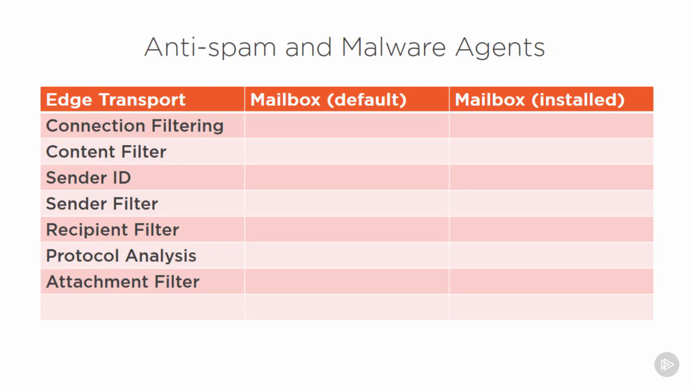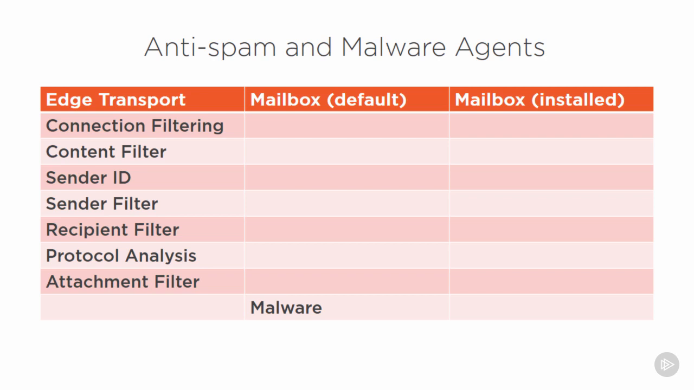The Edge Transport and Mailbox server roles have different message hygiene capabilities, and in fact, the Mailbox server role has different capabilities out of the box than if you install additional agents. On an Edge Transport server, the agents are the connection filtering agent, content filter, sender ID, sender filter, recipient filter, protocol analysis, and attachment filter. For a Mailbox server, by default, the only agent is the malware agent.